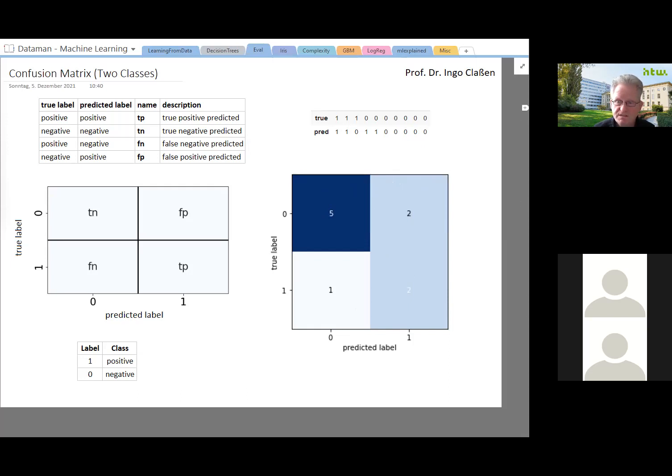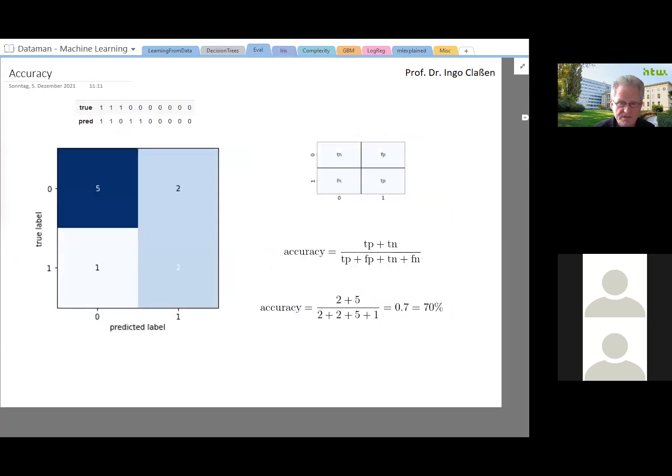The first one is, of course, accuracy. And accuracy is quite simple. Accuracy is the fraction of things we have done right with respect to all things.